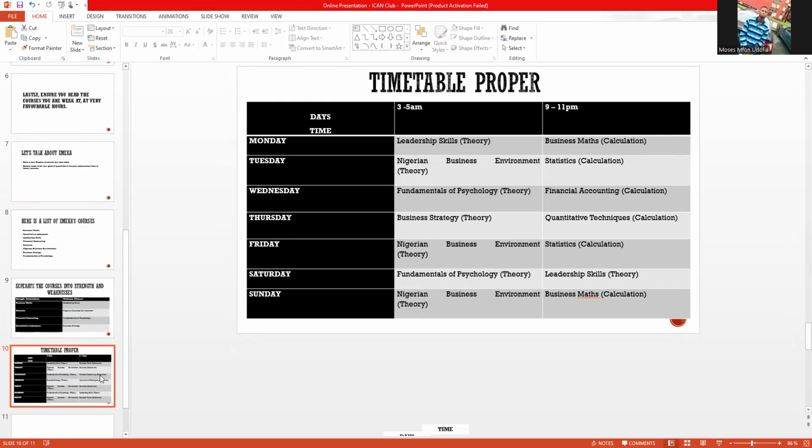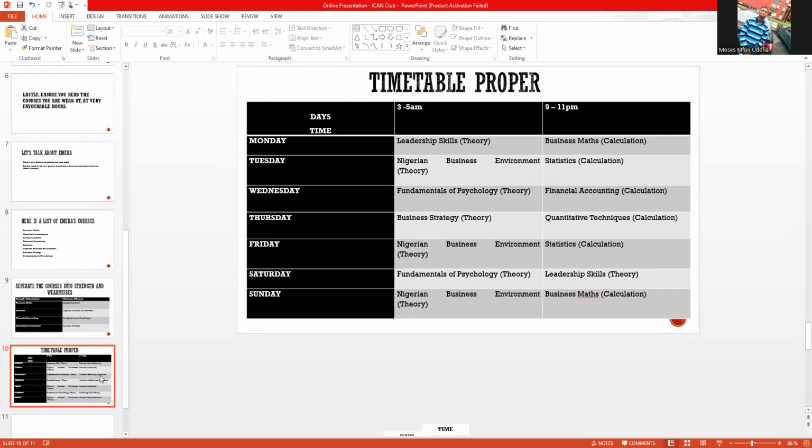This is the most ideal way for you to structure your timetable. First, list out all your courses. Secondly, separate them into your strengths and your weaknesses. Thirdly, try as much as possible to allocate more time to the courses that you are weak at and less time to the courses that you have strength in. And lastly, ensure you stick to your study time and your study space and read the courses that you are weak at at very favorable hours.